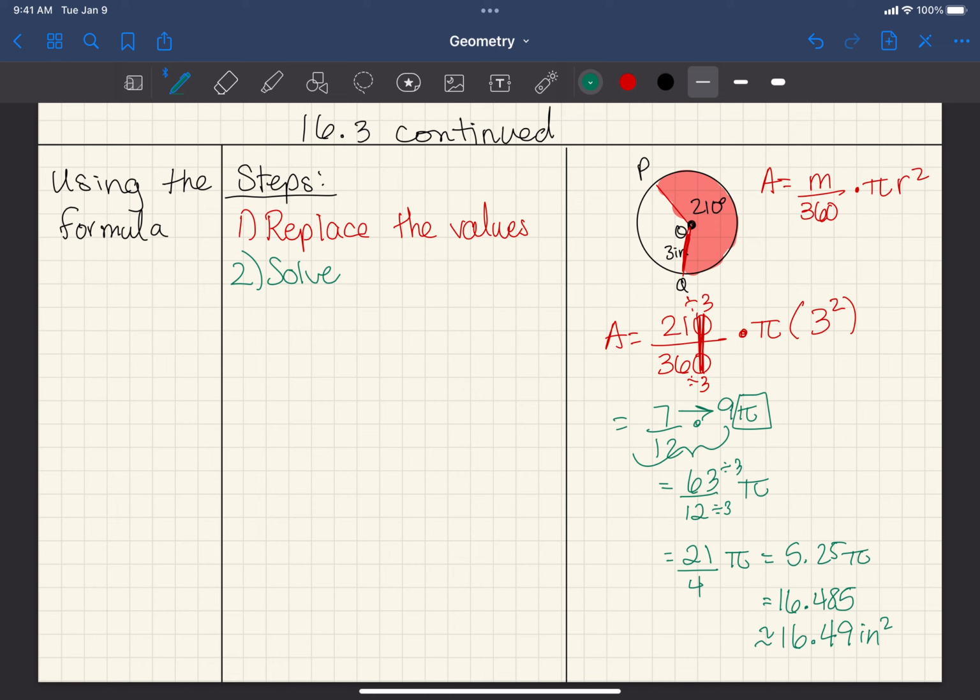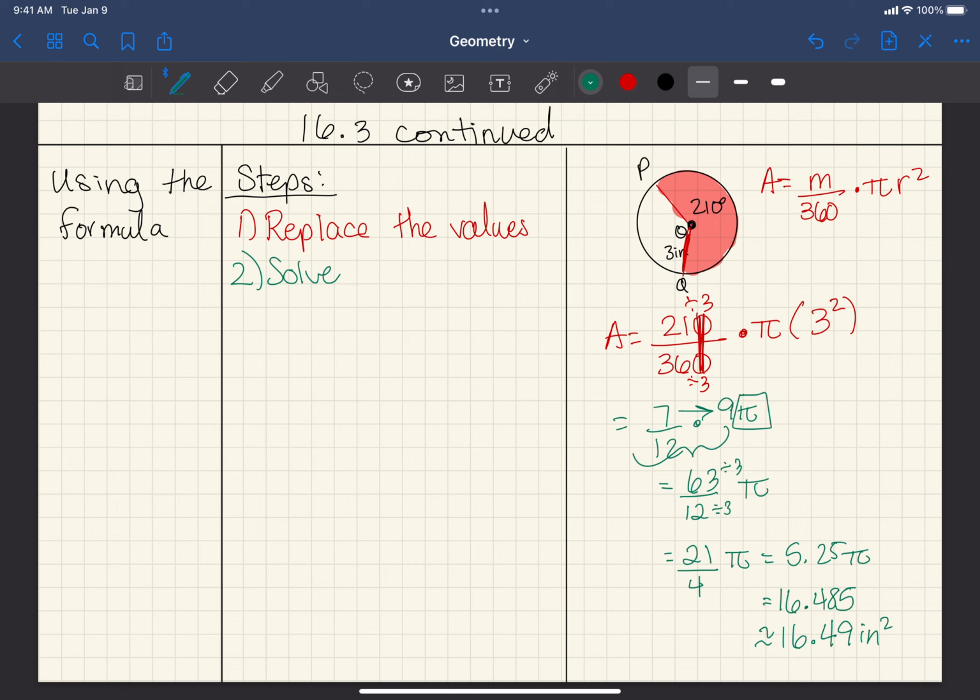So it'll be inches squared. Now, there are two options for calculating with pi. You can try the 3.14, but your scientific calculator does have a pi button. So once you got to that 5.25, you could have just multiplied it by the pi button, and it would have given you something a bit longer, but it still rounds to 16.49, okay?